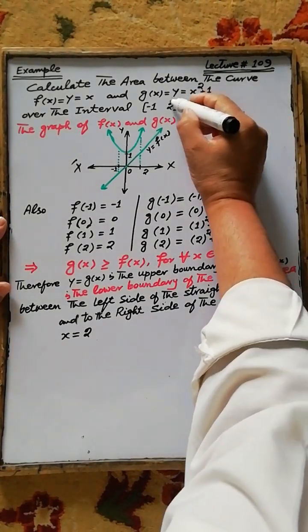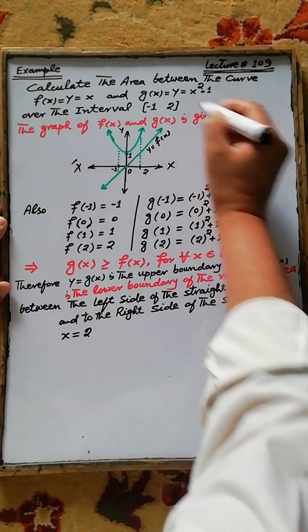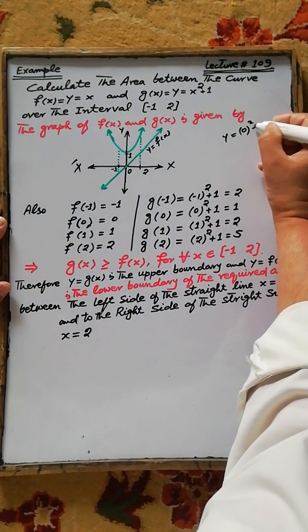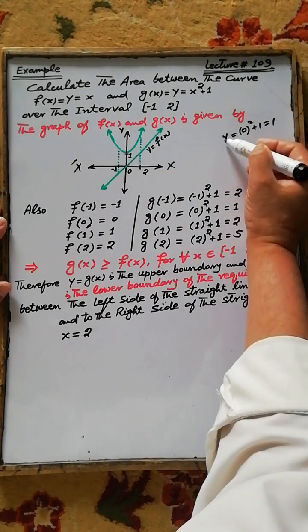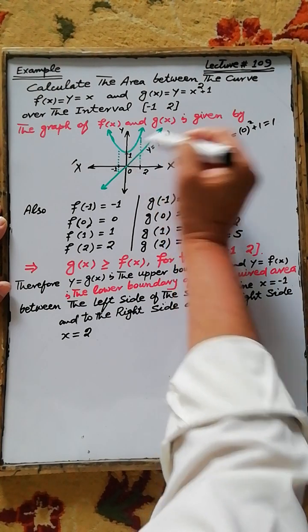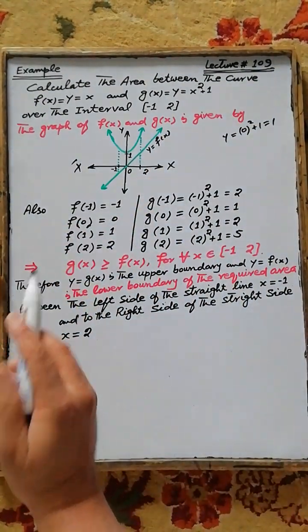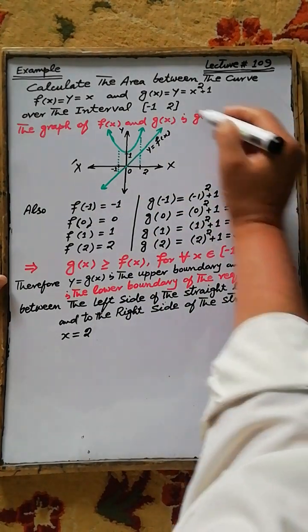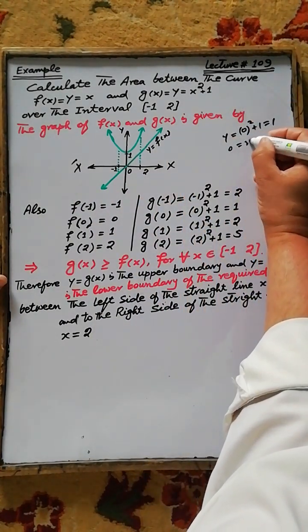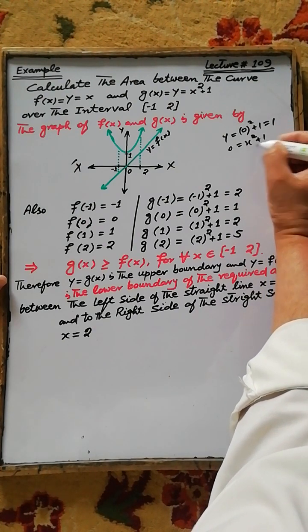Also, the graph of the function g(x) = x² + 1: when x is equal to 0, then y is equal to 0² + 1, which is equal to 1. Then the graph of the function y = x² + 1 passes through the point y = 1. And when y is equal to 0, then x² + 1 is equal to 0.